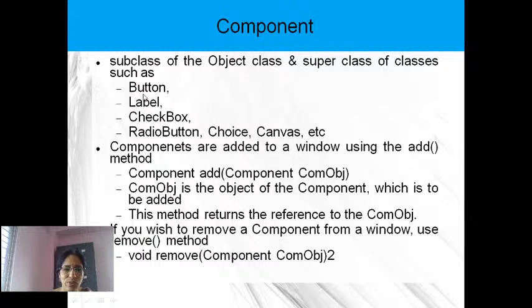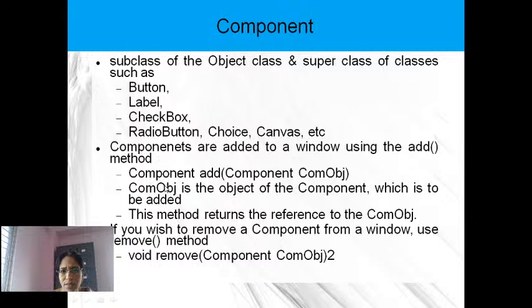Button is one class, label is one class, checkbox is one class, radio button is one class. Like these, components are added to a window using the add method. That means every component is added to this window. So if we want a component displayed on the window, how is that component added? Components are added to the window using the add method. Okay, and this is a component add method. In the add method we can pass a component, that is, if you want to add a button, add that button object.